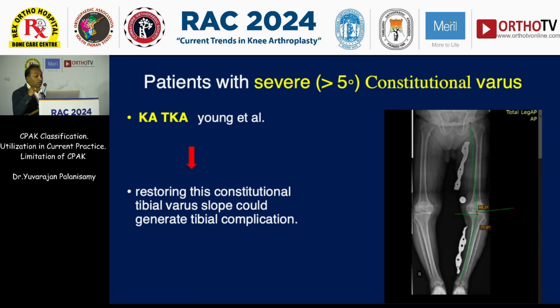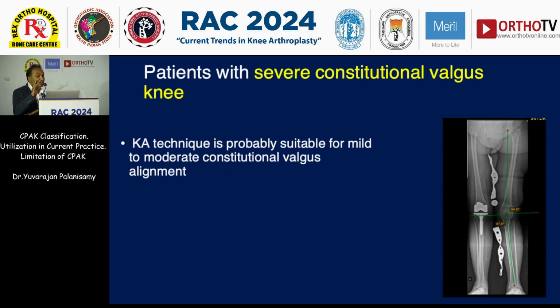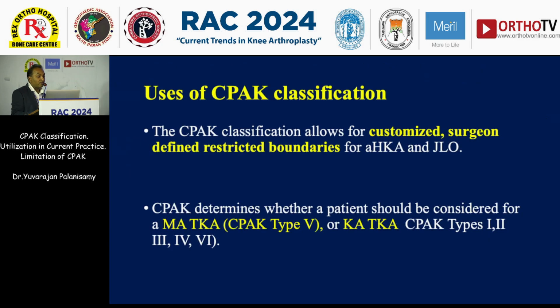But when the constitutional varus is more than 5 degrees, Young et al. found that when you place the tibia in more varus and slope, it leads to tibial complications. You should be aware of that when you are dealing with more than 5 degrees of constitutional varus. So usually it deals with less than 5 degrees of constitutional varus. Definitely you can apply the kinematic technique in constitutional valgus also.